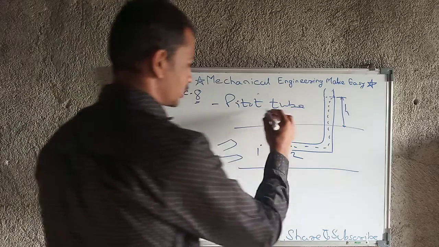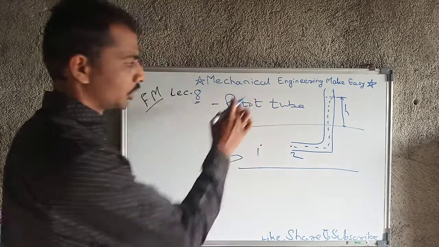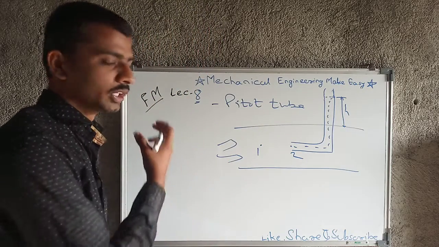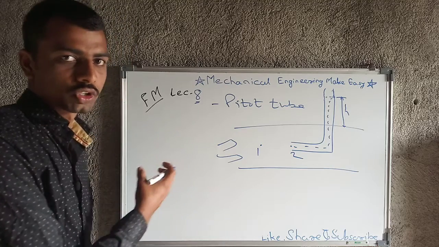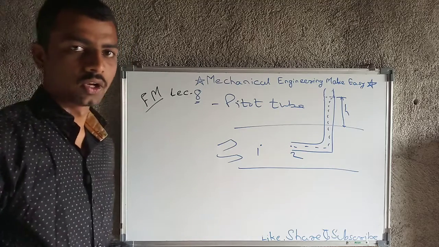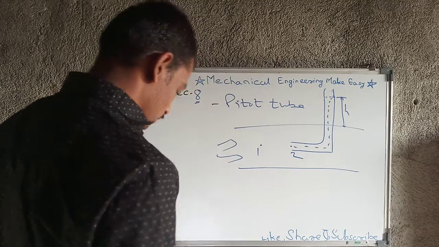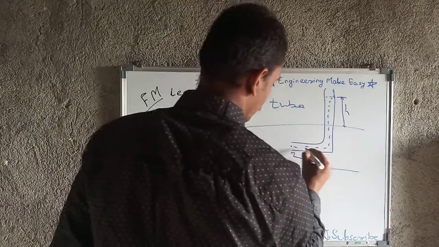This pitot tube is used for calculation of velocity, not to calculate the head. Sorry, not to calculate the discharge. This pitot tube you are going to use to calculate velocity. Okay, and the fluid will flow likewise.